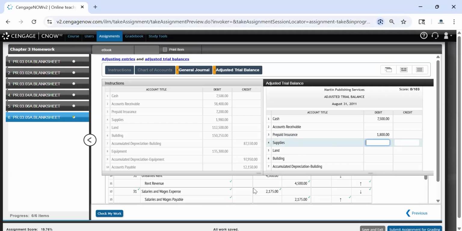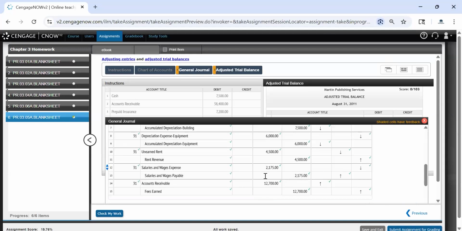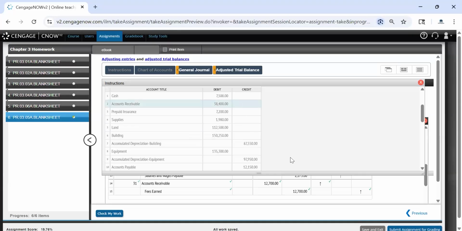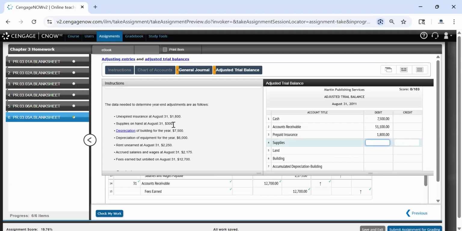Accounts receivable, we only had one entry impacting that, and that was the 12,700. And so that increased accounts receivable because it was a debit. So we have our debit of 38,400 plus the 12,700, and we're going to have 51,100 as the accounts receivable. Supplies on hand, we know that that should be 300 because we adjusted it to 300 during our month-end balances.